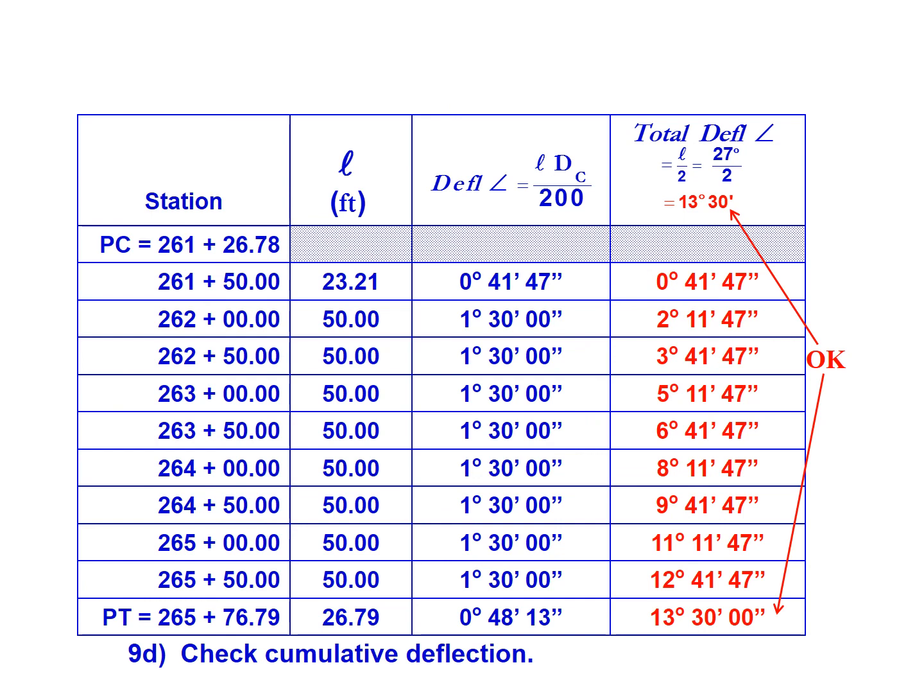Next, we can calculate the cumulative deflection by adding up those incremental deflections. So we should start with our first incremental deflection, 0 degrees, 41 minutes, 47 seconds. And then the next series, we're just going to add the 1 degree, 30 minutes, 0 seconds. At the end, again, adding the 0 degrees, 48 minutes, and 13 seconds. As we add these up cumulatively, we find that the total 13 degrees, 30 minutes is half of the intersecting or deflection angle, which checks out. That's our check for deflection.